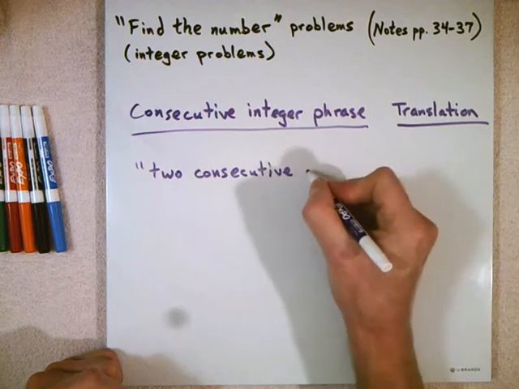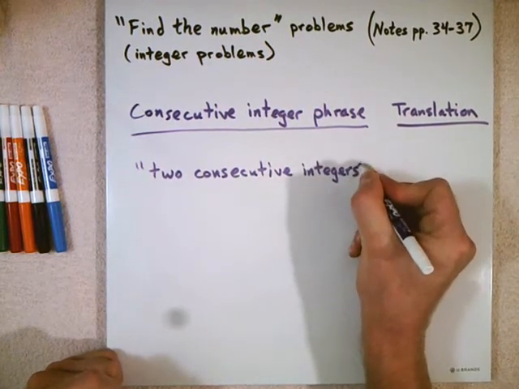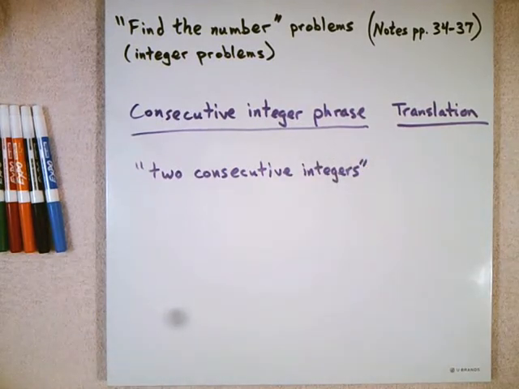So sometimes you have these integer problems, these find the number problems that will talk about two consecutive integers. What does that mean? Well, integers, of course, could be numbers like 3, 4, 5, 6, 7. You think of them as whole numbers. They could also be negatives like negative 2, negative 3, negative 4. But they're whole numbers, not fractions. And when they're consecutive, that means they're right next to each other, like 4 and 5, 9 and 10, 17, 18, that sort of thing.